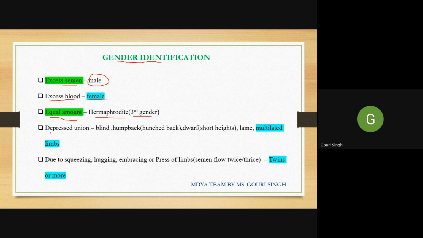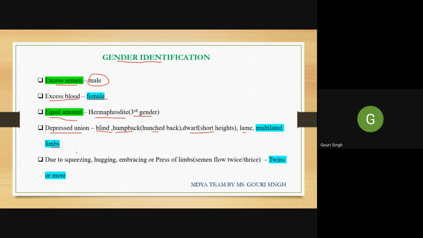If the union is depressed, depressed meaning that when a male and female unite, at that time anyone is depressed or having any mental issue, though we can't say mental issue when depression is directly defined. Then in depression, if they unite, that type of union will give birth to the blind, humpback meaning hunched back, dwarf meaning short height, lame, and mutilated limbs. These types of babies will come out if the male and female unite during a depressed situation.